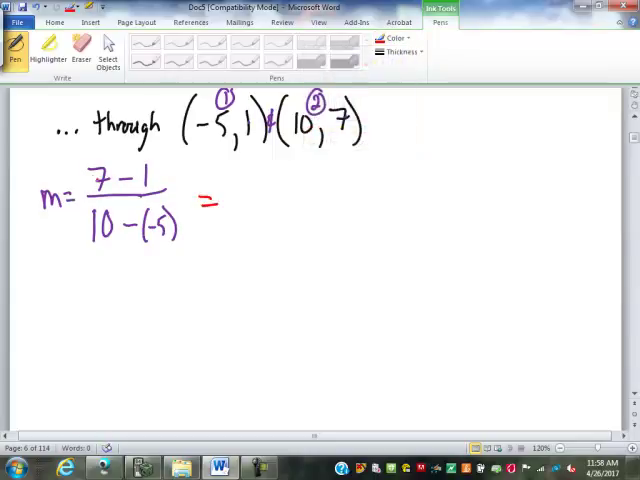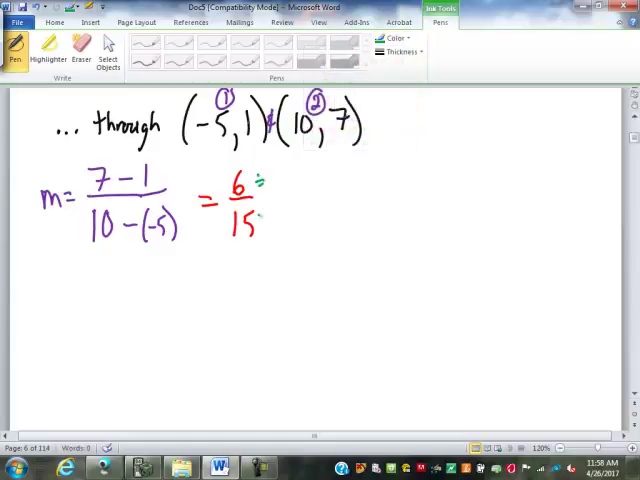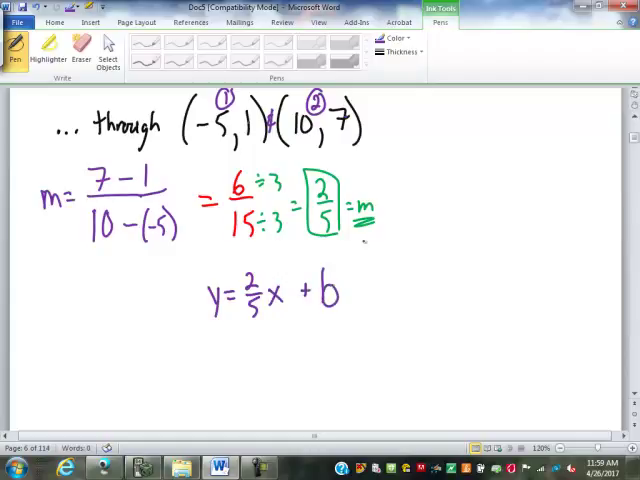So we'll go ahead. 7 minus 1 is 6. And then 10 minus a negative 5 is 15. We'll go ahead and reduce that. Both of those can be divided by what number? 3. 6 divided by 3 is 2. 15 divided by 3 is 5. So we get a slope of 2/5. So now we go to write our equation. y equals 2/5 x plus b.